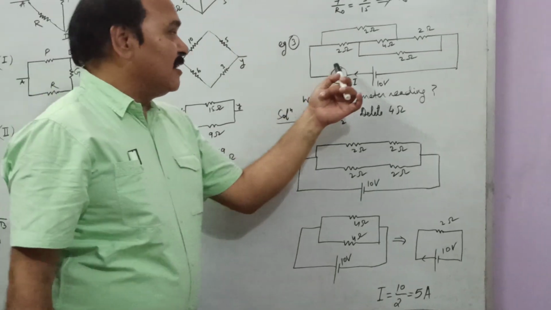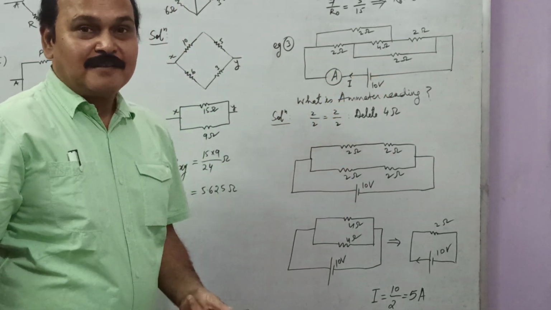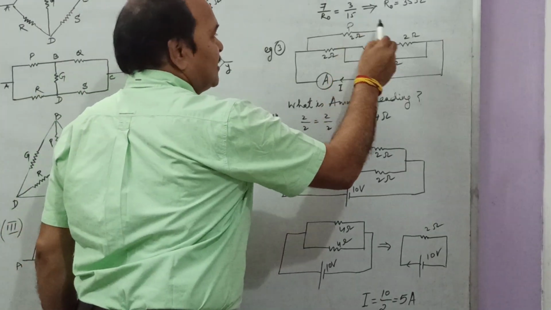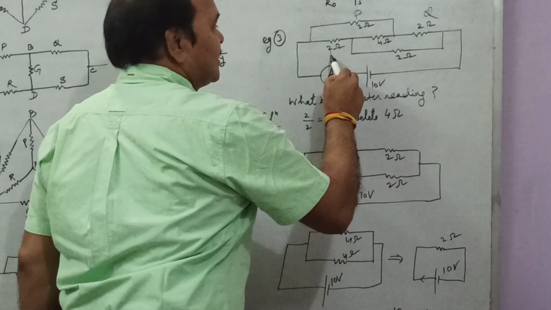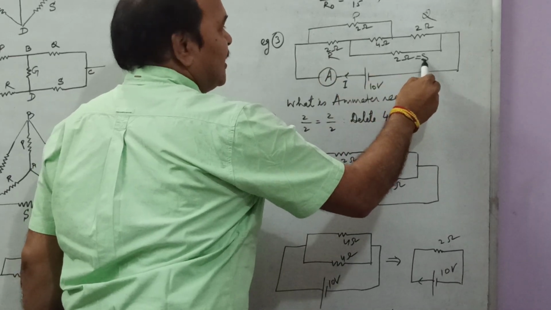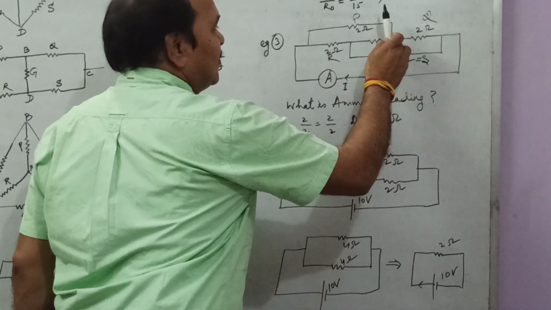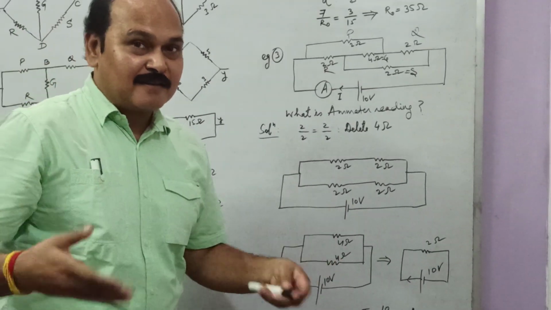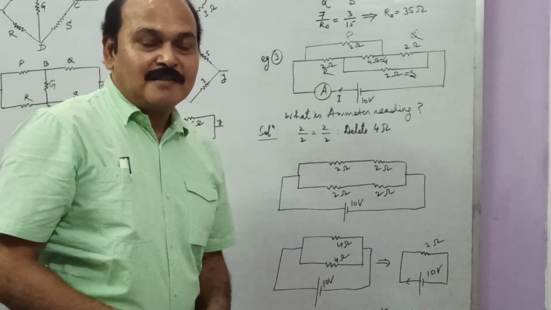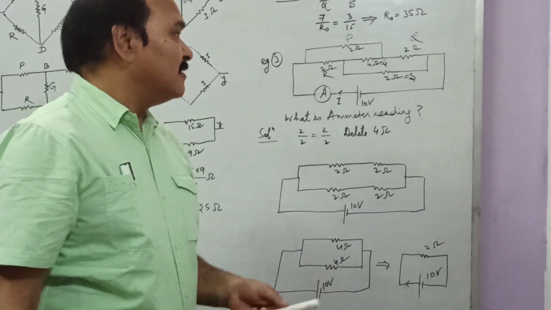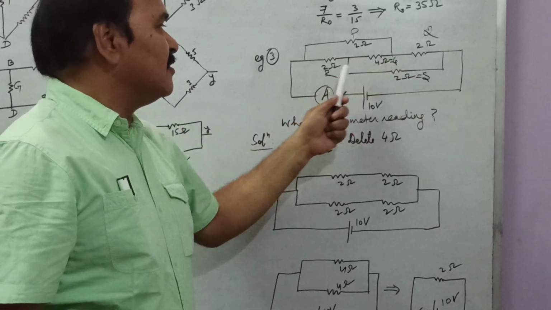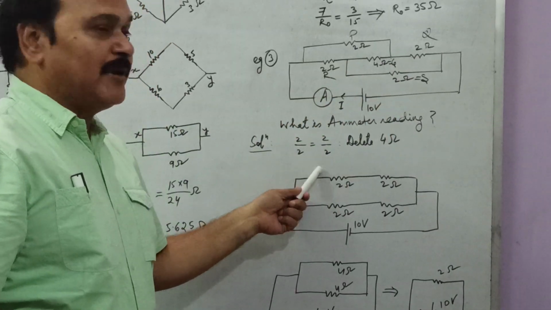So if you are able to identify it is a Wheatstone bridge, you have to identify where is P. This is P. Where is Q? This is Q. Where is R? Where is S? And where is G? If you are able to identify all the resistances P, Q, R, S, G, check whether this Wheatstone bridge is balanced or not. Now see, P by Q is equal to R by S. Yes. 2 by 2 is equal to 2 by 2. Yes, it is a balanced Wheatstone bridge.